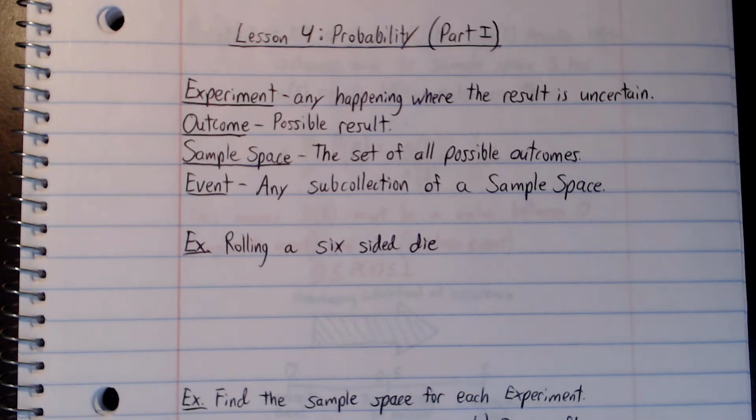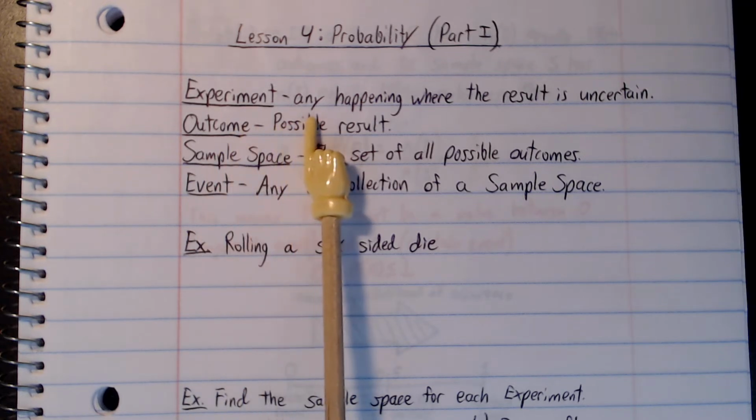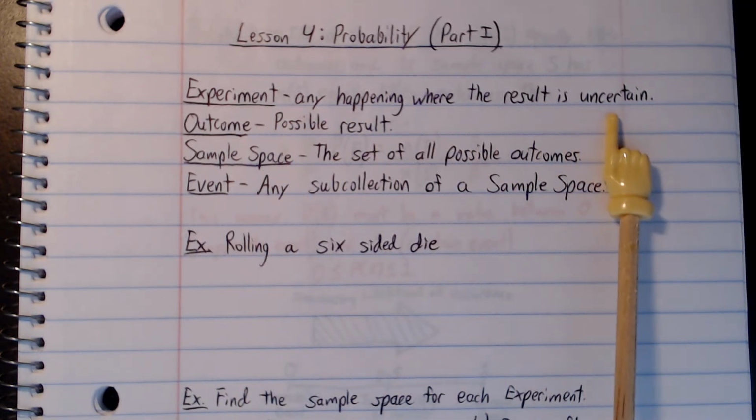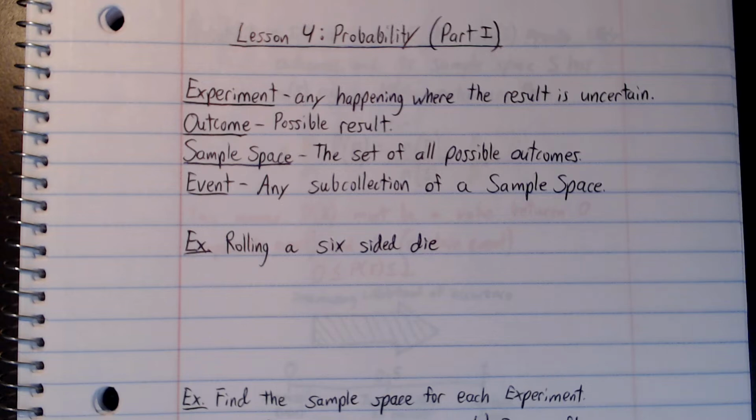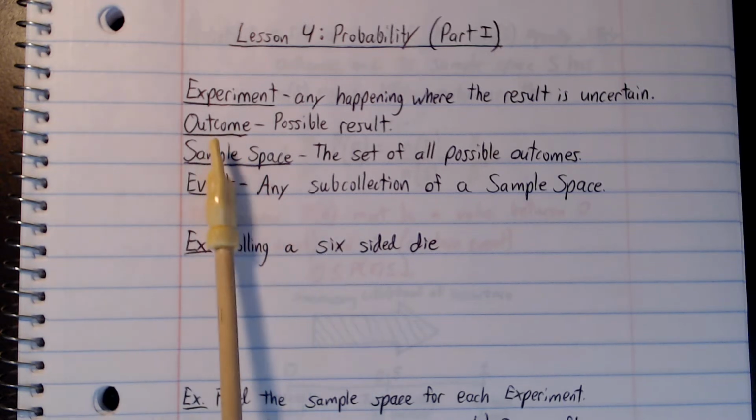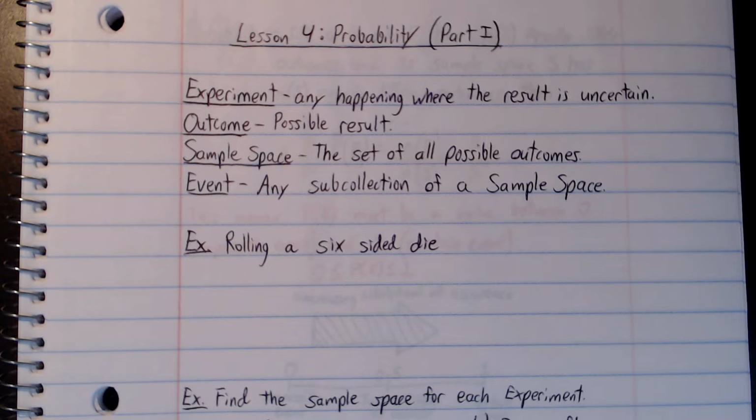So you have a couple of vocab terms. You want to pause and write these down. You have experiment, which is any happening where the result is uncertain. Right? That's an experiment. Don't know what's going to happen. But you do have outcomes, which are possible results. Your sample space is the set of all possible outcomes. And then finally you have an event, which would be any subcollection of the sample space.